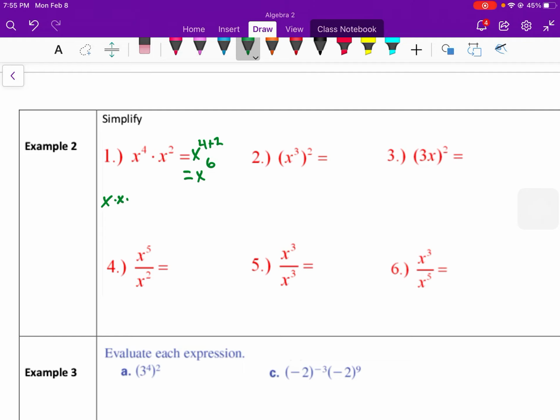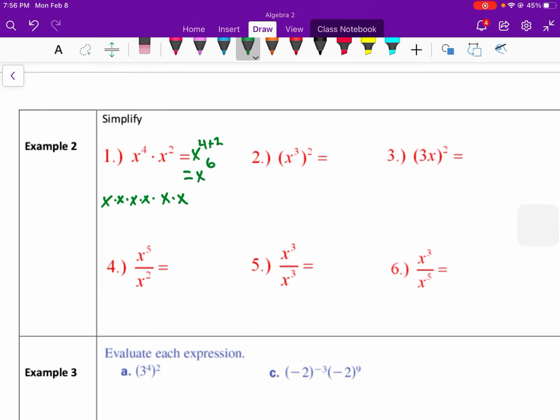And when we write x to the 4th, that's x times x times x times x. And then there's this times symbol, the products, times x times x. So if we count them out, 1, 2, 3, 4, 5, there will be 6, and then that will simplify to x to the 6th.